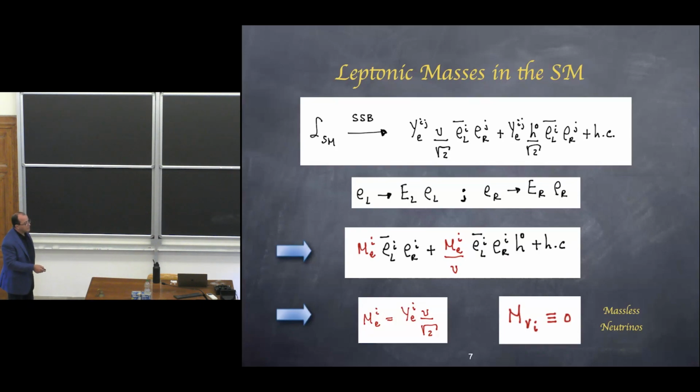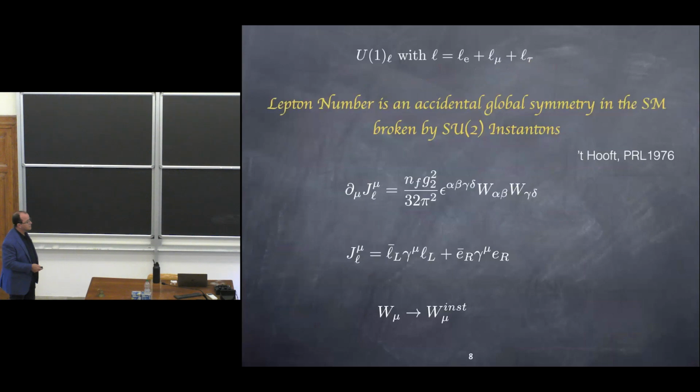But the neutrinos don't get mass, because there is nothing that you can write down at the renormalizable level that allows the neutrinos to get mass. And this is a hard prediction of the standard model of particle physics, that they are massless. But we know this is wrong.